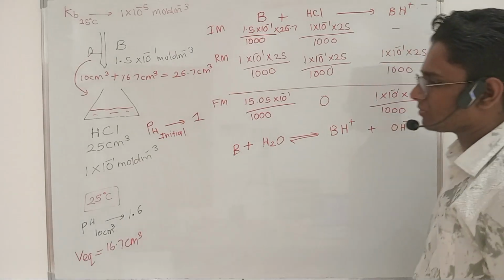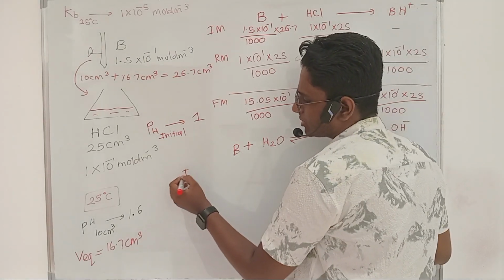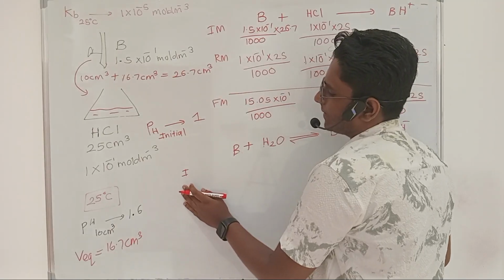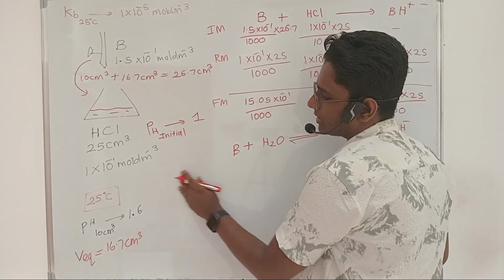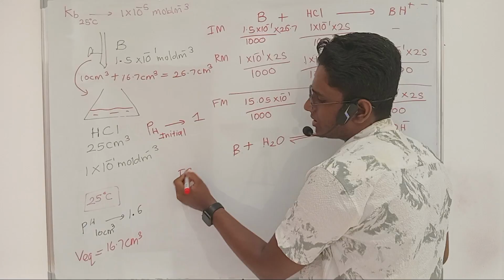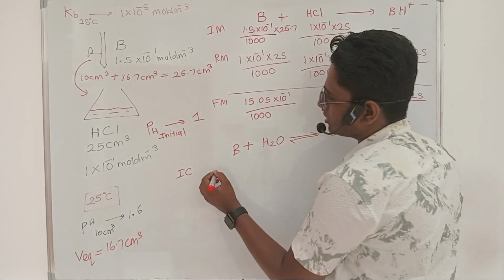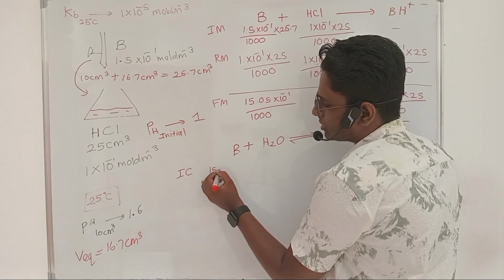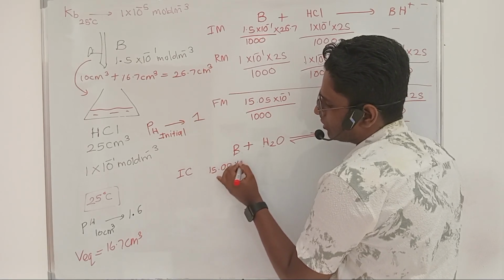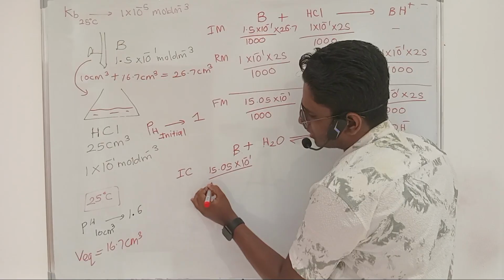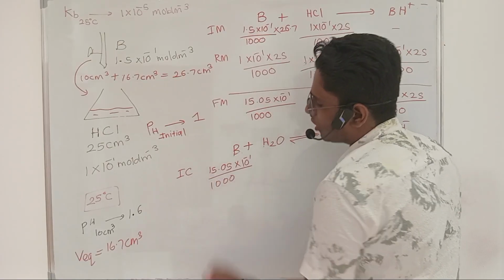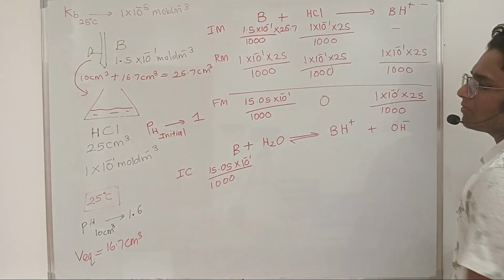Now what is the initial moles of BH plus present? I'll write the initial concentration, IC. This is the final moles, right? Final moles is 15.05 into 10 to the power minus 1 over 1000. This is the final moles of B. How to find the concentration of B? I have to divide by volume.